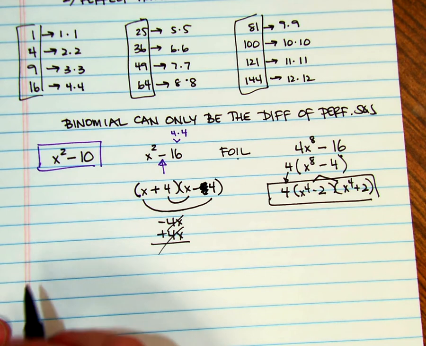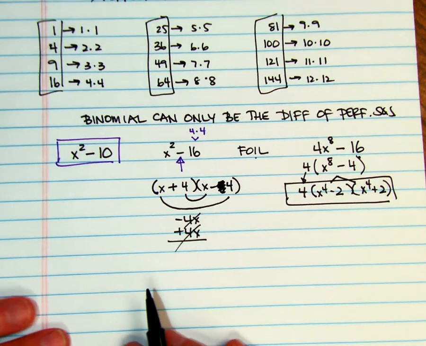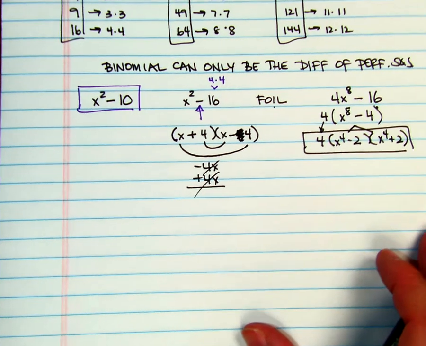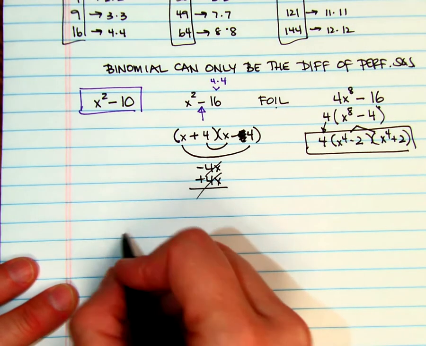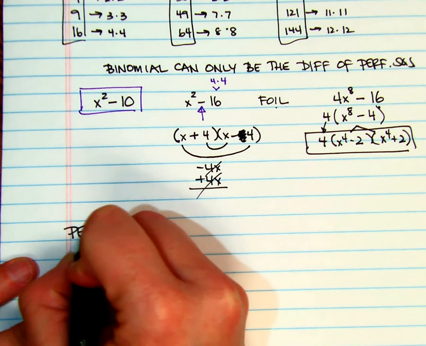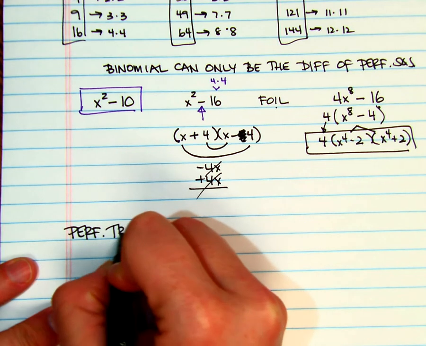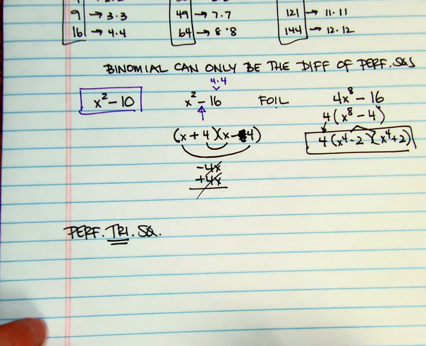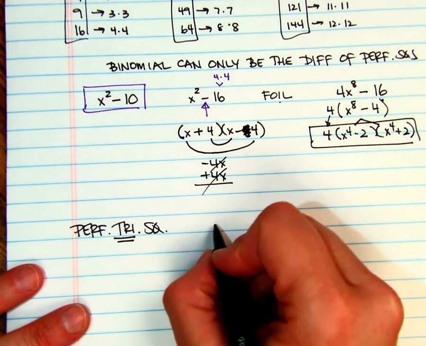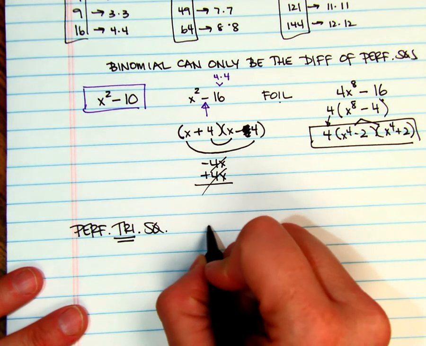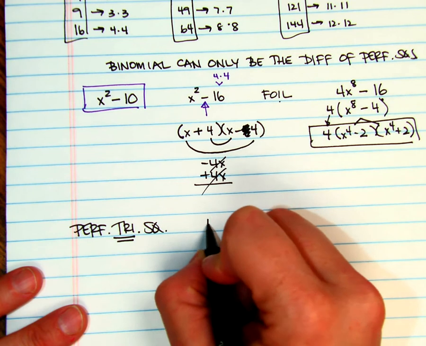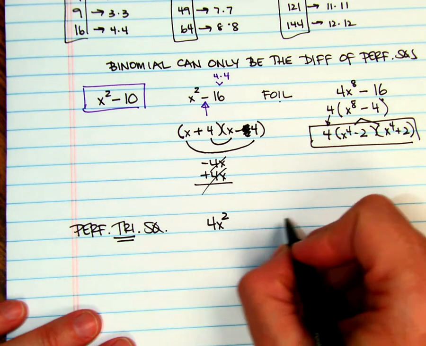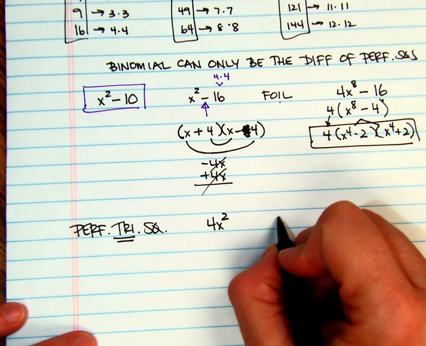A perfect trinomial square is mainly a shortcut. I'm not a big fan of teaching the shortcut, but if I don't, then you're going to get some really big numbers. So a perfect trinomial square. Okay, first of all, we're right back to a trinomial again. Let's give you 4x squared. I'm going to cheat here a minute, so give me a second.